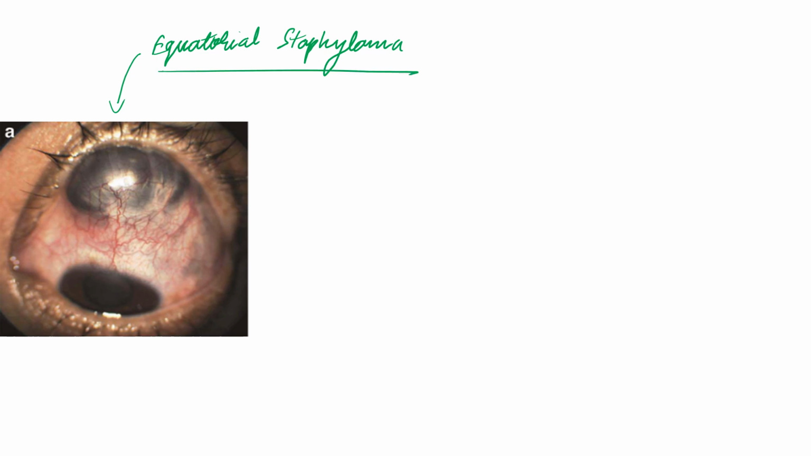This occurs at the equatorial region of the eye with incarceration of the choroid. Remember, the definition of staphyloma is ectasia of outer coats with incarceration of uveal tissue. Here the outer coat is sclera in the equatorial region and the uveal tissue here is choroid. The equatorial region is around 14 mm behind the limbus. So whenever staphyloma occurs in this region, it is called as equatorial staphyloma.